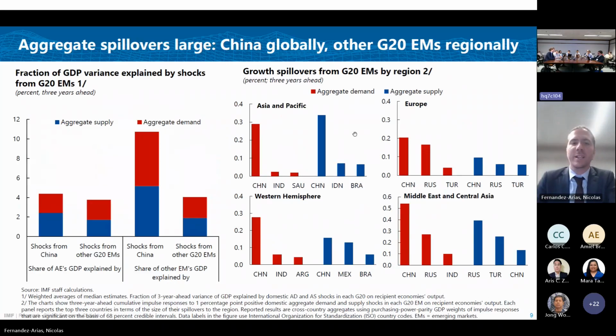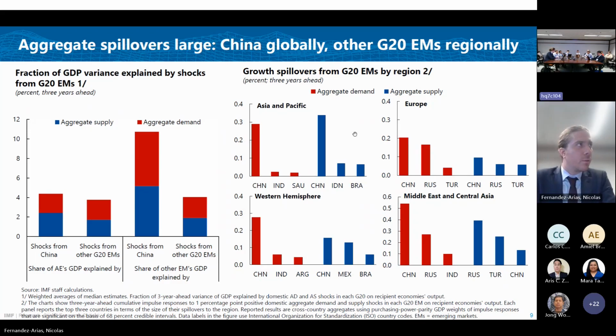Okay, so diving in here, this is starting with the vector autoregression analysis. On the left, we see the results of the structural VAR analysis, looking at the fraction of output variance that can be explained by shocks from G20 emerging markets. There's really one bar that stands out, which is the role of shocks from China, both aggregate demand and aggregate supply shocks, that explain output fluctuation in other emerging markets.